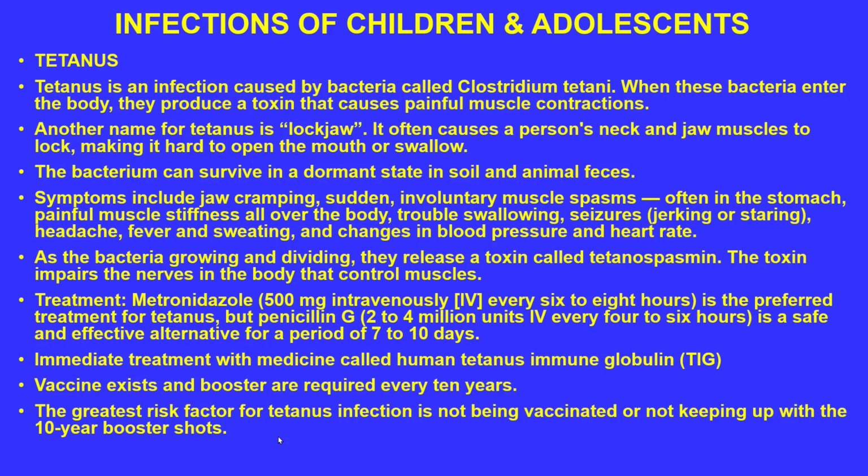The toxin impairs the nerves in the body that control muscles. The treatment is metronidazole, and it's 500 milligrams intravenously, IV, every 6 to 8 hours. And this is the preferred treatment for tetanus. But penicillin G, 2 to 4 million units IV every 4 to 6 hours, is a safe and effective alternative for a period of 7 to 10 days.